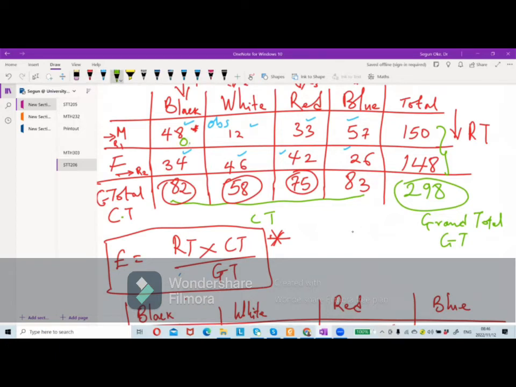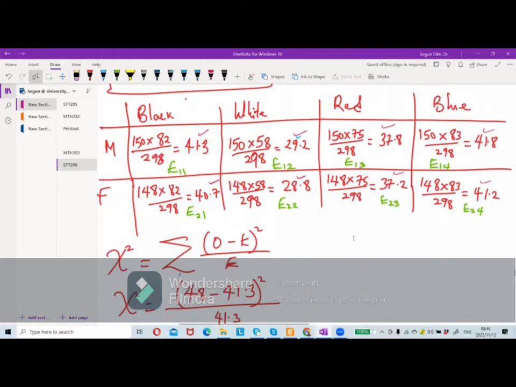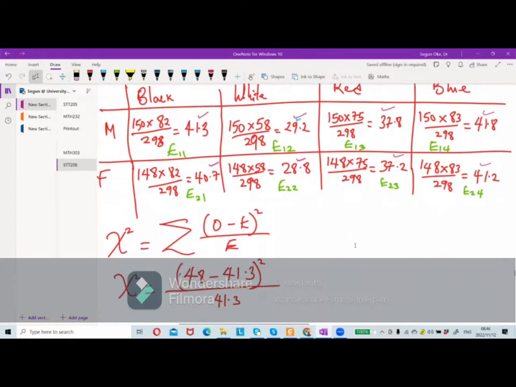I can say O11, O12, O13, O14. Then O21, O22, O23, O24. So now, if I'm solving it, you will know that I'm in O11.